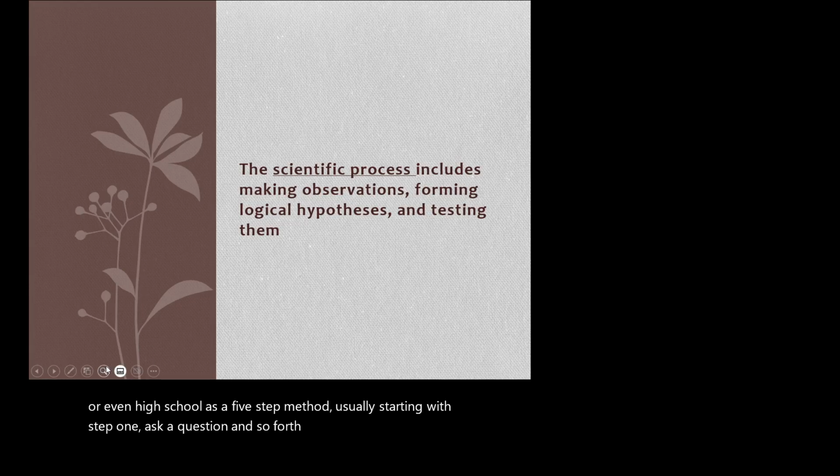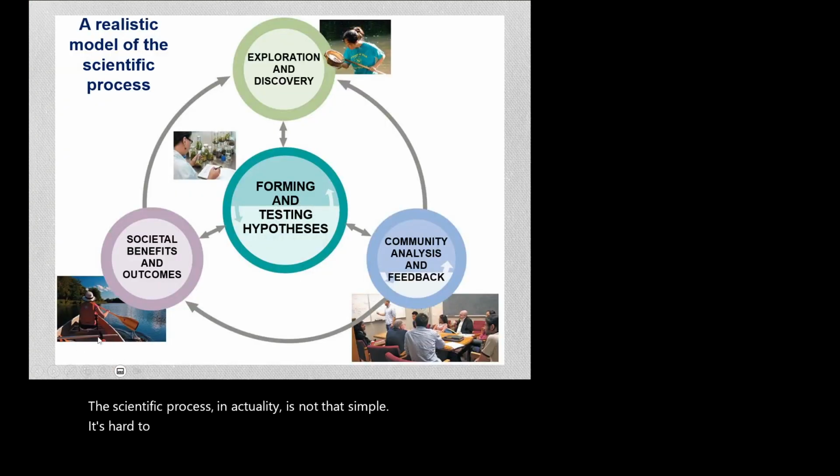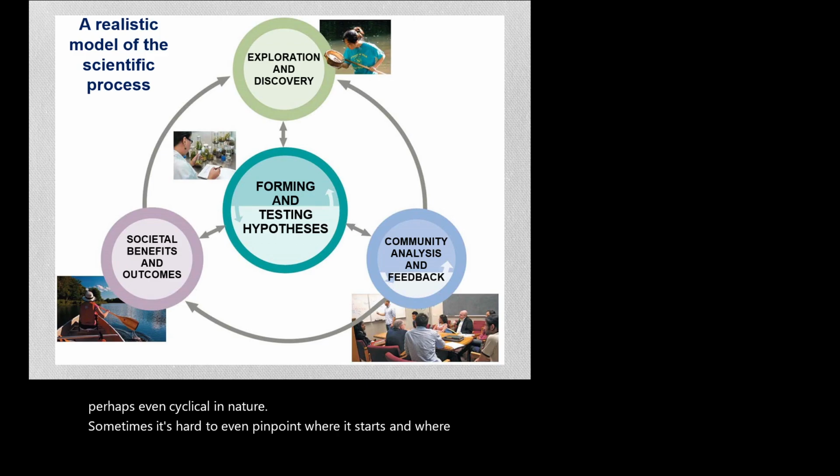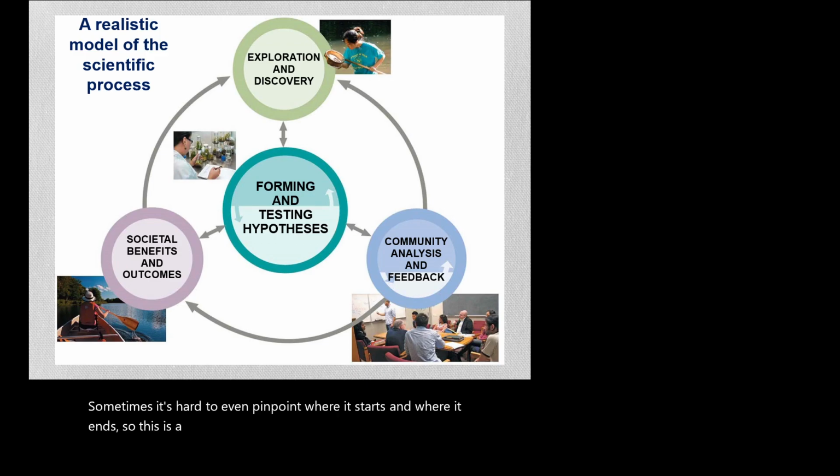Well, not that that's completely incorrect, but the scientific process in actuality is not that simple. It's hard to say that it happens in 5 steps all the time in that order. In fact, the scientific process in reality is a bit more complex, perhaps even cyclical in nature. Sometimes it's hard to even pinpoint where it starts and where it ends. So, this is a representation of the true scientific process.